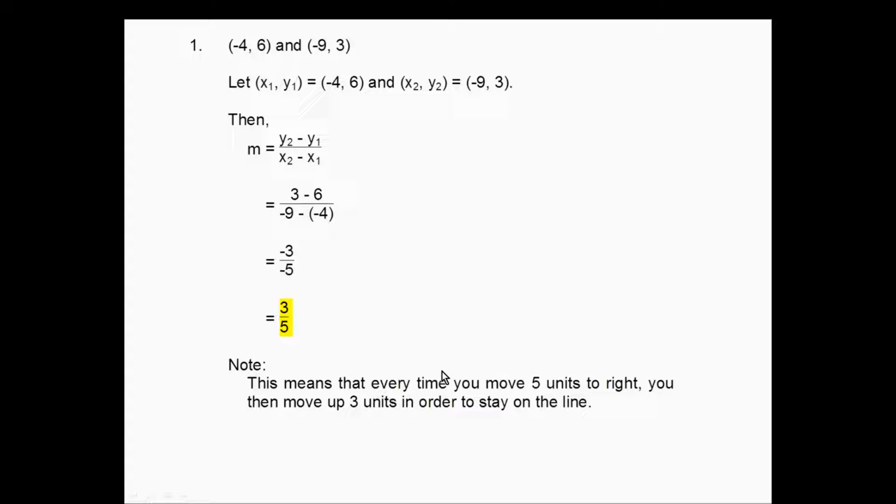The slope is 3/5. Now what does this really mean? This means that every time you move 5 units to the right, the denominator, 5 units to the right, then you move up 3 units in order to stay on the line. We will always go from left to right. So you always go right, whatever the denominator is, and then you move up or down, whatever the numerator is. If the numerator is positive, you go up. If the slope is negative, you go down. Remember, we will always go to the right, and then go up for positive slope, down for negative slope. So go up or down, whatever the numerator is.